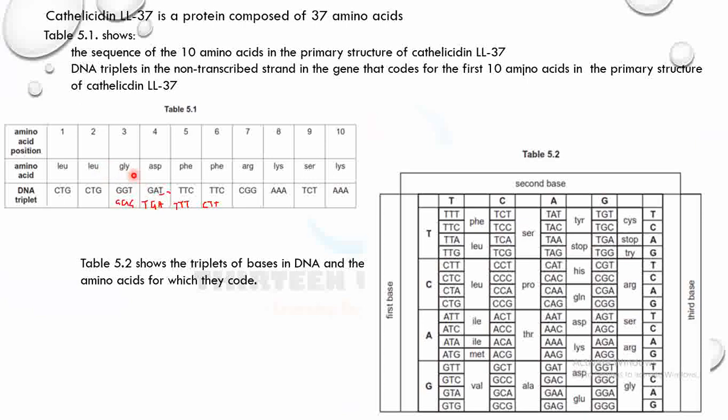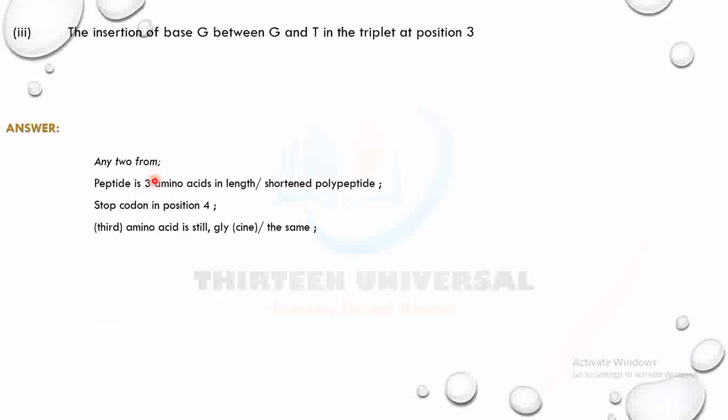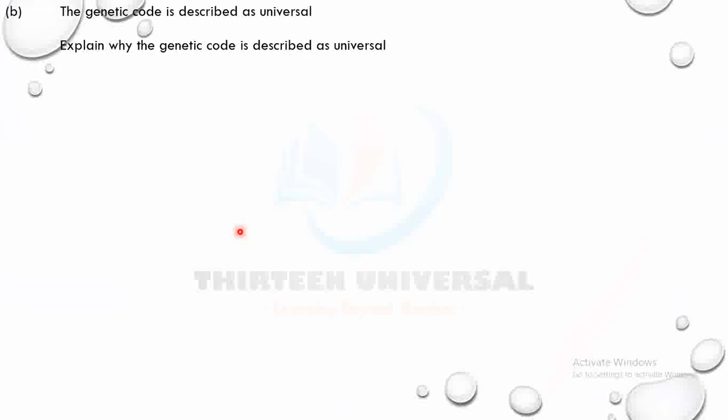So you see the impact of that mutation. Look at it here. The impact. Yes, so you see, the peptide is 3 amino acids in length, a shortened polypeptide, with a stop codon in position 4. The third amino acid is still glycine. Yes. So all right, just 1 mark for all of this work.